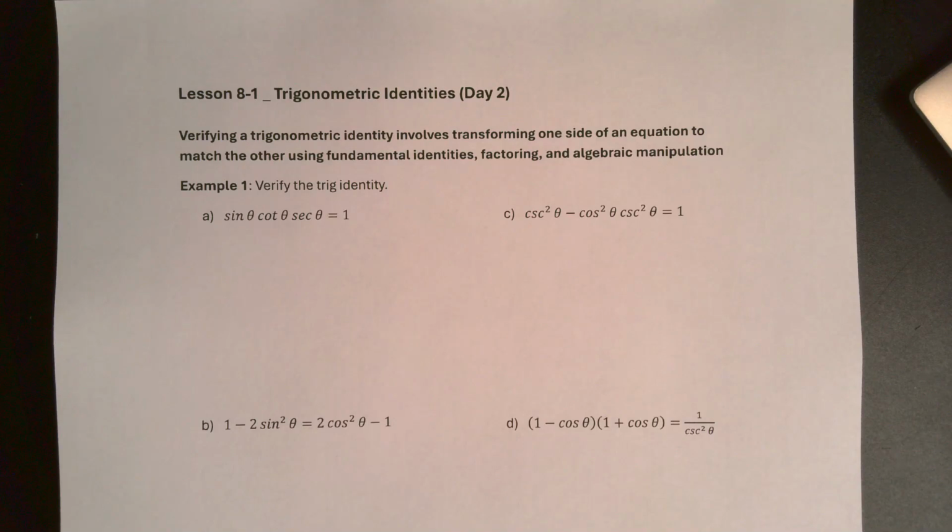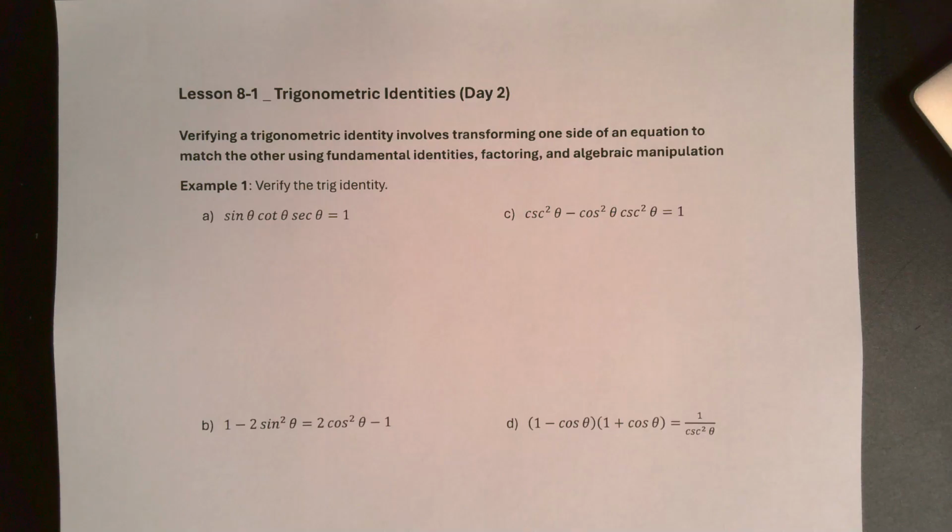Continuing in lesson 8.1, moving on to day 2, we are going to now review what it means to verify a trig identity. Verifying a trig identity involves transforming one side of the equation so that it matches the other. In order to do that, we are going to use fundamental identities, factoring, and algebraic manipulations in order to arrive to whatever conclusion we have chosen.